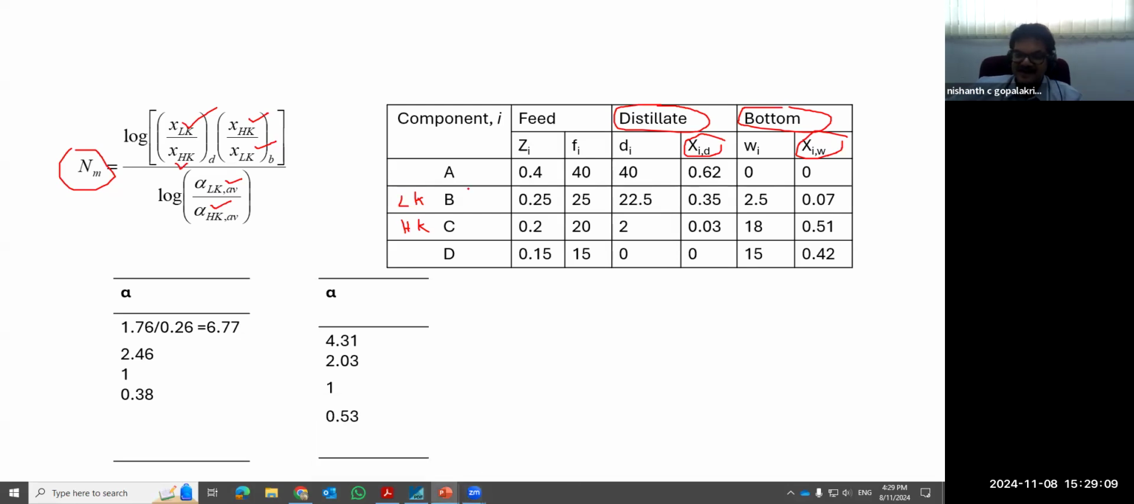Is that question unclear? See, in order for us to solve this equation, we need to know the mole fraction of light key at the distillate, mole fraction of heavy key at the distillate, mole fraction of heavy key at the bottom, mole fraction of light key at the bottom, right? And the alpha values average. So the first one is mole fraction of light key at the distillate. So the light key is B, heavy key is C. So what's the mole fraction of B at the distillate?